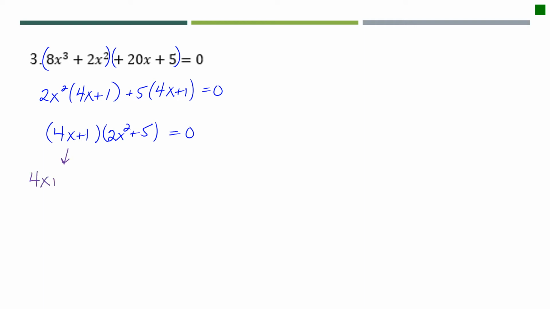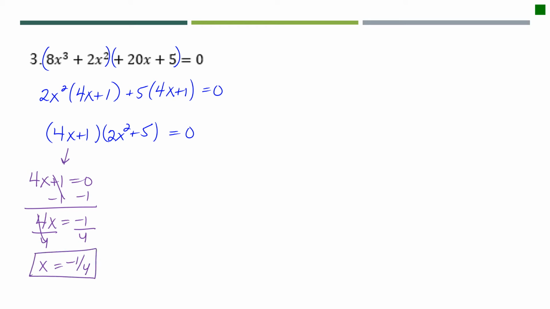So now I'm going to take each of these parentheses and set them equal to 0. So I have 4x plus 1 equals 0. Subtract 1 from both sides. So I would have 4x equals negative 1, and then I'm going to divide by 4. So I get x equals negative 1/4. So there is one of my answers. Now I need to take 2x squared plus 5 and solve it. This one's going to be a little more complicated because I have a square. That means it's going to give me two answers. So I'm going to choose to do this using quadratic formula.